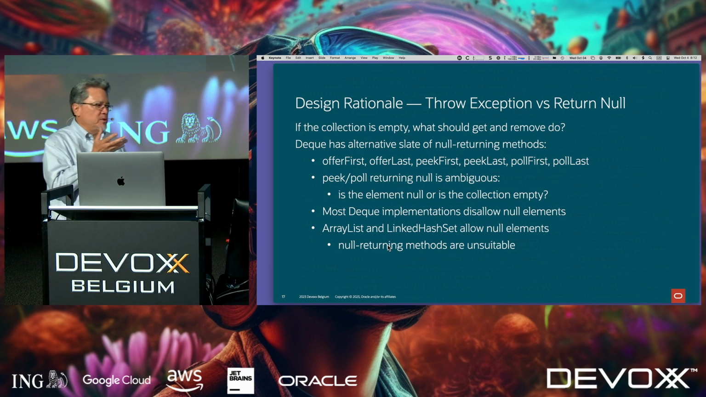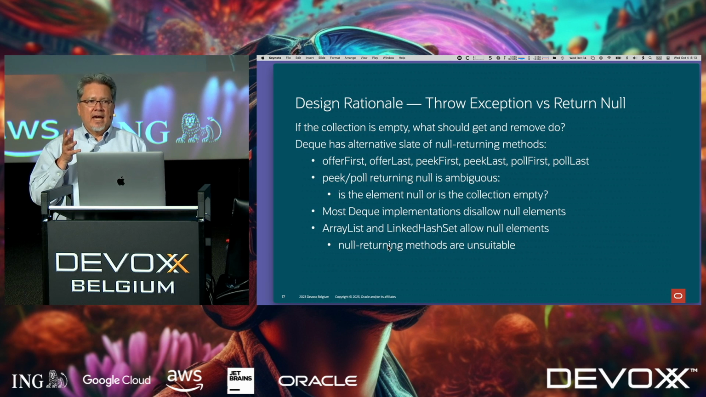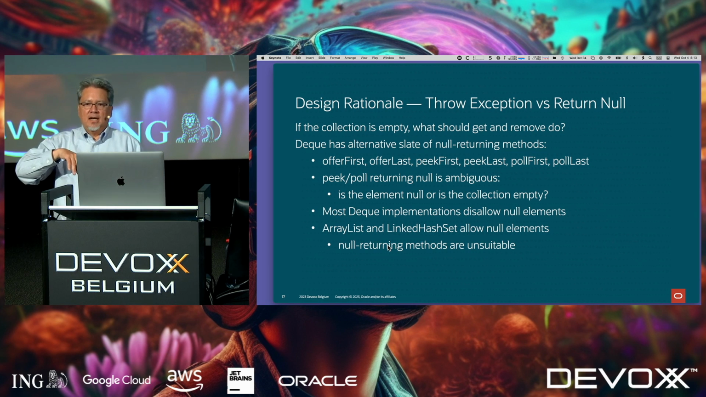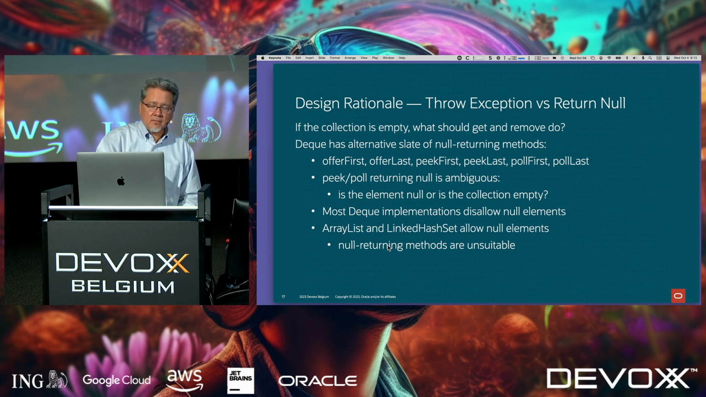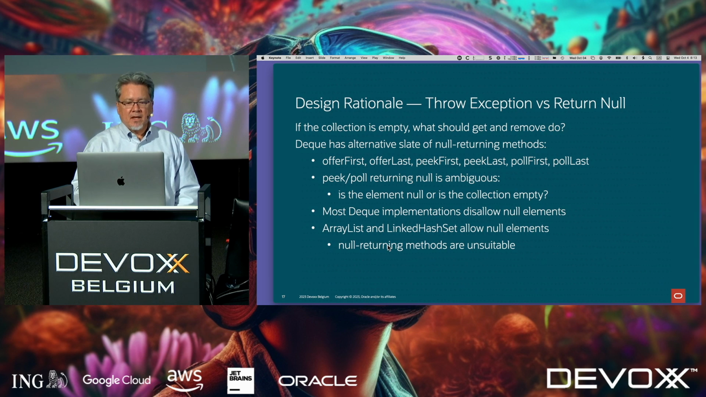Suppose you want to call get or remove, and the collection is empty. What should happen? These methods all throw exceptions, and so for instance, the add, get, and remove from deque do that, and those are the ones that are propagated all over the hierarchy, and you can't really change the semantics. You really want to have the semantics remain the same.